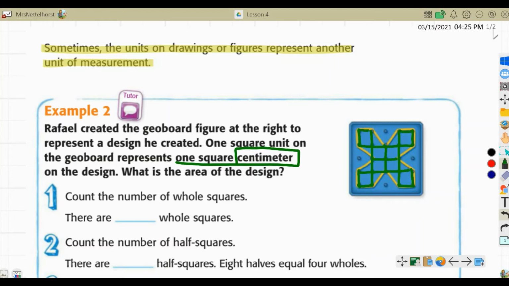Okay. So now I'm going to take a different color and make dots to count the whole squares. So let's see, blue probably won't show up too well. Let's do orange. Okay. So I'm going to do my whole squares. 1, 2, 3, 4, 5, 6, 7, 8. So I have 8 whole squares.